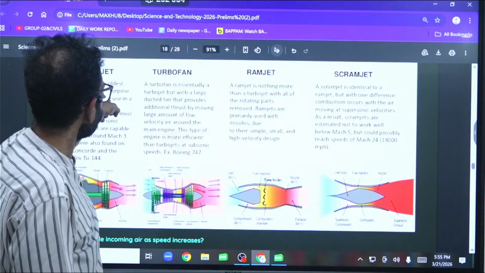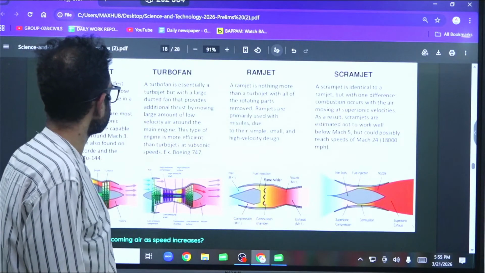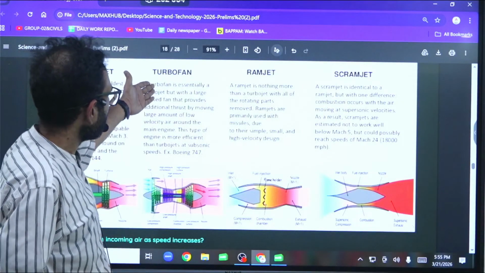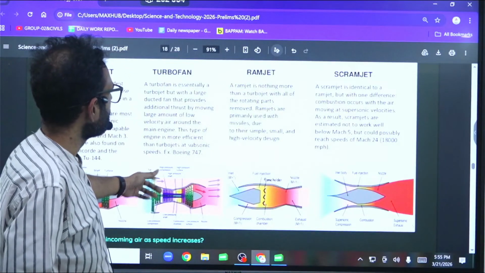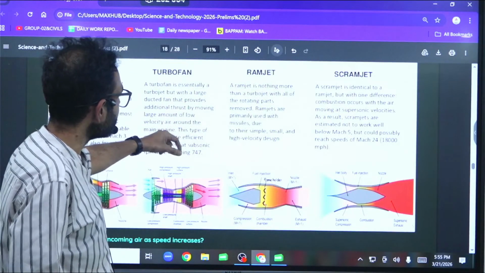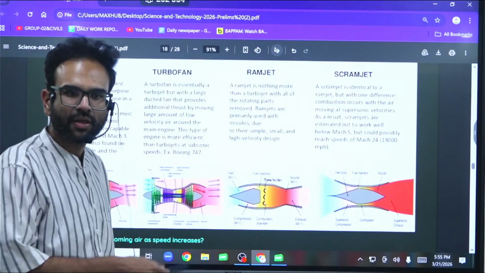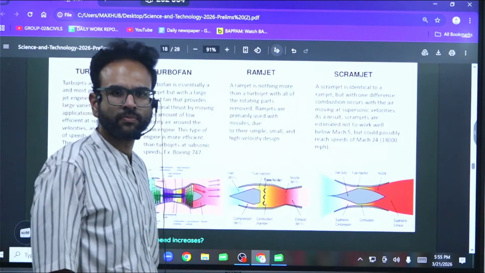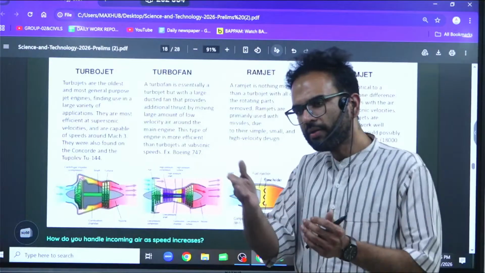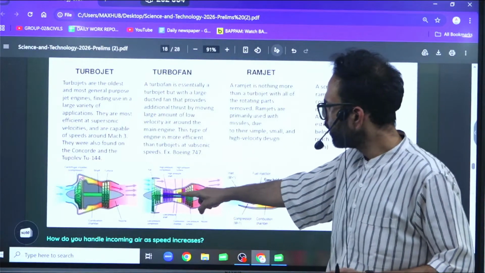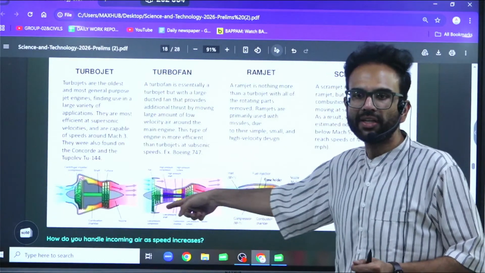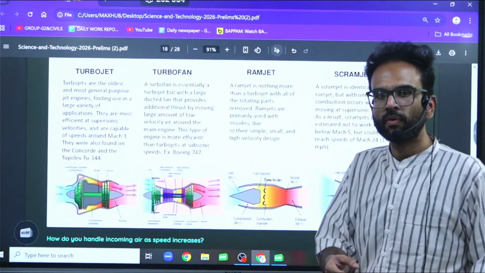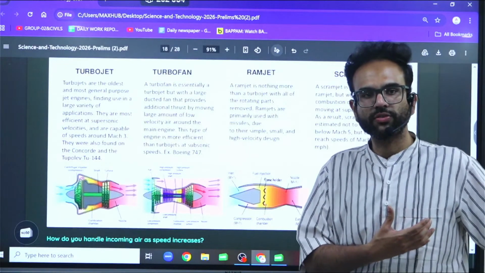Turbojets are the oldest and most general purpose jet engines, something that you can see in your aircraft. Then a turbofan is essentially a turbojet, but with a large ducted fan that provides additional thrust. What happens in this? In a turbojet, it's a fast rotating turbine. It will just turn and push the air. Here, there's one more layer before that happens. Inside the fan, there is internally one more fan, which will create some more thrust.